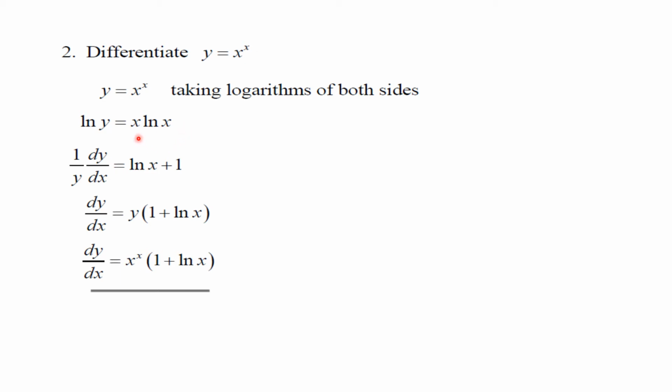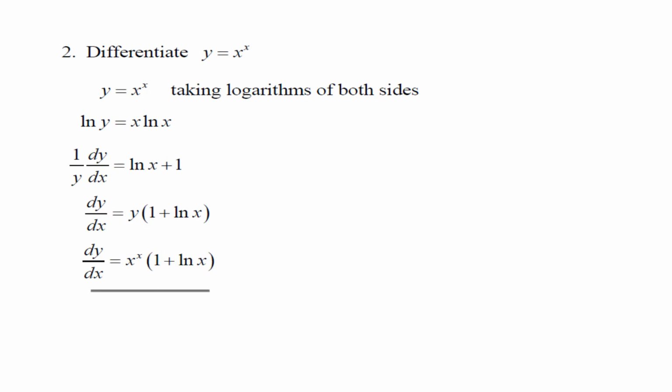Differentiating x gives you 1. You copy your ln x, plus copy x and differentiate ln x, which is 1 over x. So x times 1 over x gives you 1. Then you bring the y over to the right. It becomes y multiplied by ln x plus 1. And remember, you are differentiating with respect to x, so you need to substitute your y with x to the power of x over here.